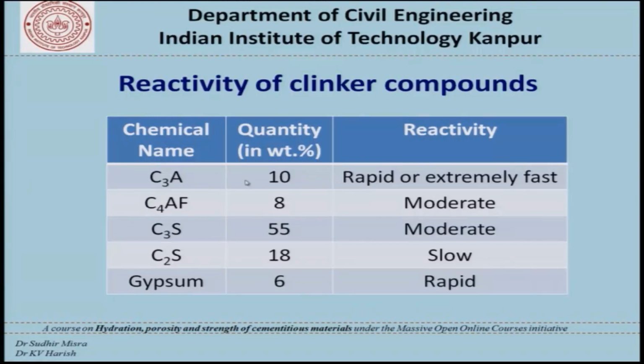So C3A, remember that is approximately 10% in the entire Portland cement composition, and the reactivity is explained as rapid or extremely fast. In the case of C4AF, it is approximately 8%, and the reactivity is moderate. C3S is also moderate, and C2S is approximately 18% with slow reactivity. Gypsum is approximately 6%. Remember that the percentage of gypsum is always taken in proportion with C3A. The reactivity is rapid, similar to C3A.